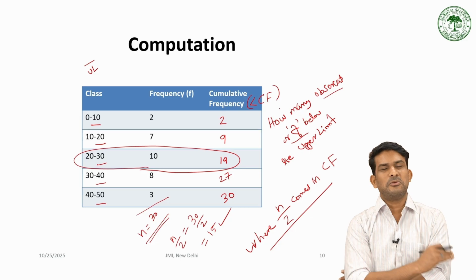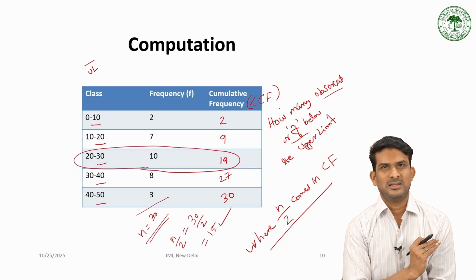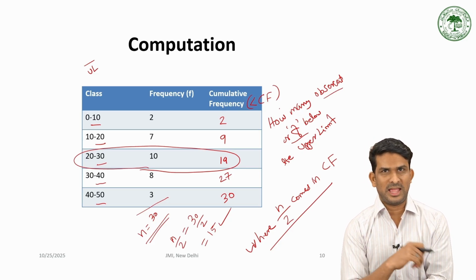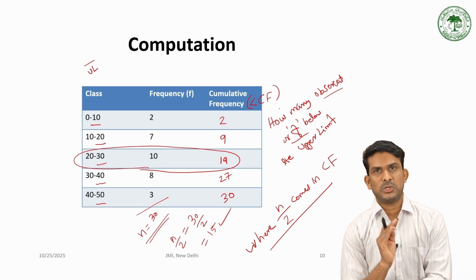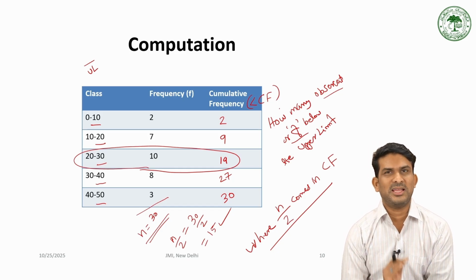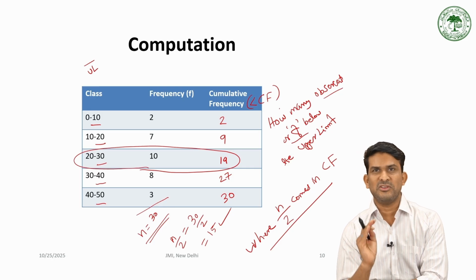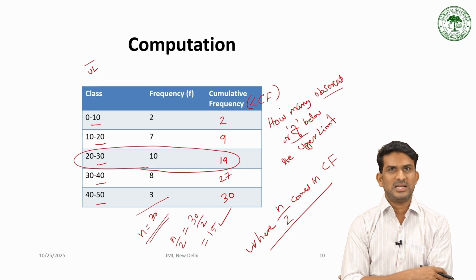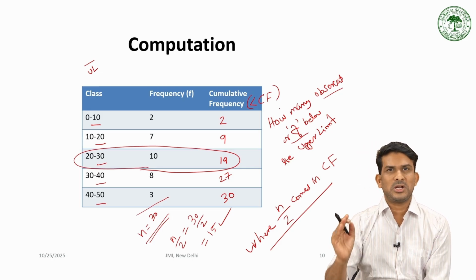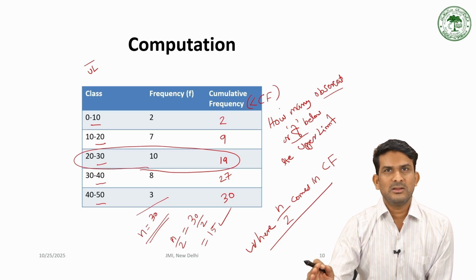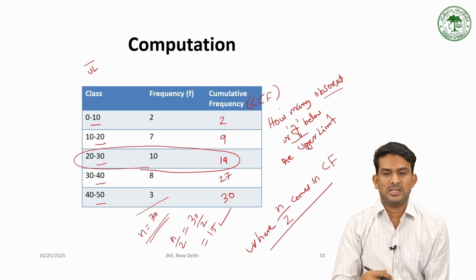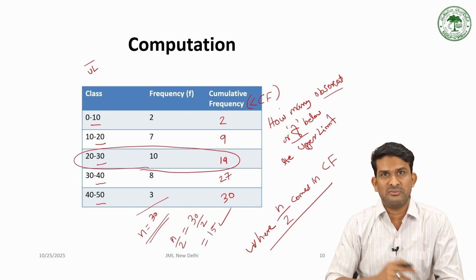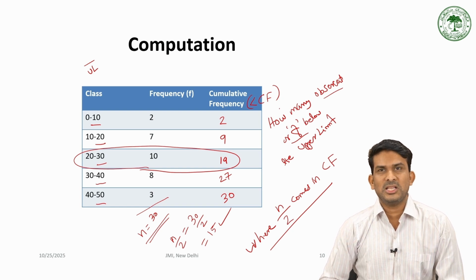Got the clarity? How to identify the median class? Take the total, that is n. Take the n by 2, total divided by 2. Here we have 30, 30 divided by 2, 15. So what is the condition? Where n by 2 comes in the cumulative frequency. Don't go to the frequency. Sometimes you think, no 15, I am confused, what to do? No. It is in the cumulative frequency.